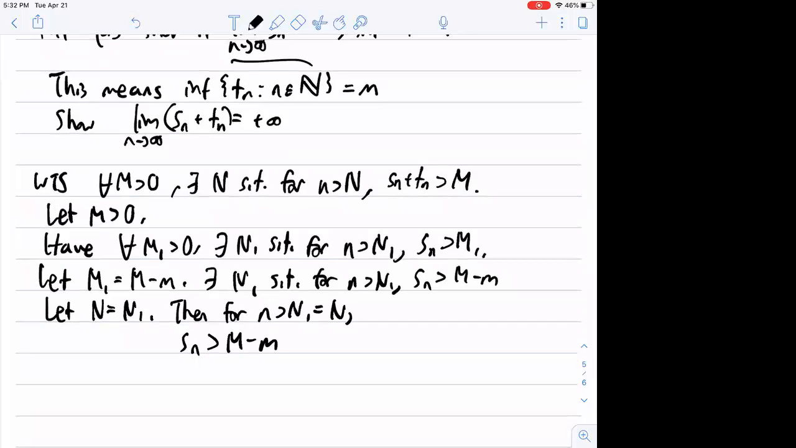Now let's add m on both sides, if and only if. Now, m was the infimum of the Tn's, so certainly this is true.